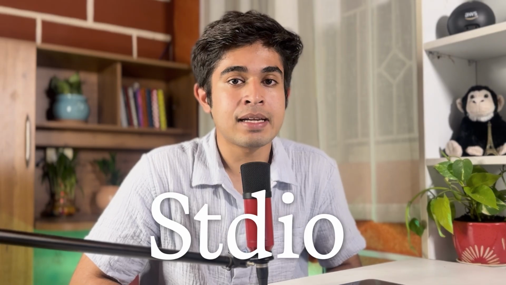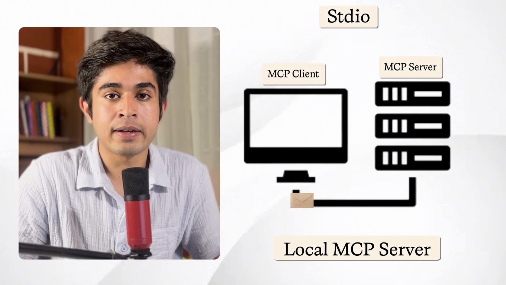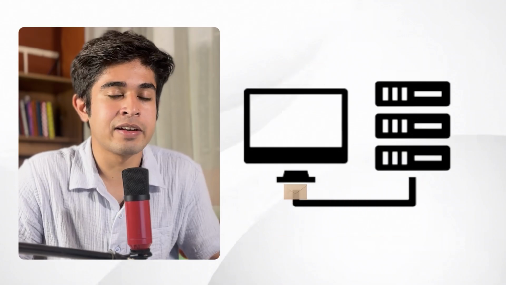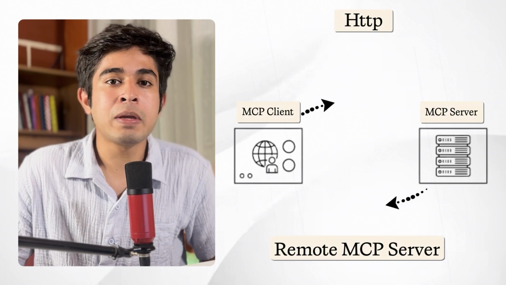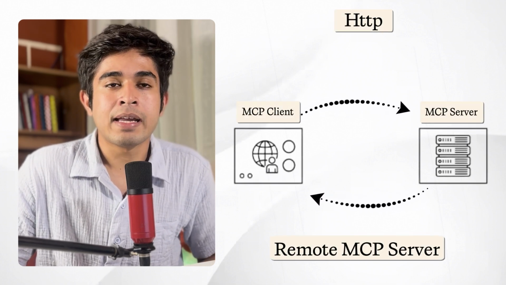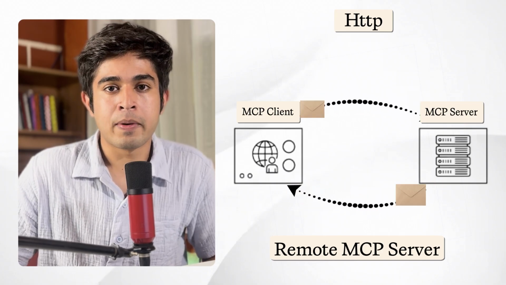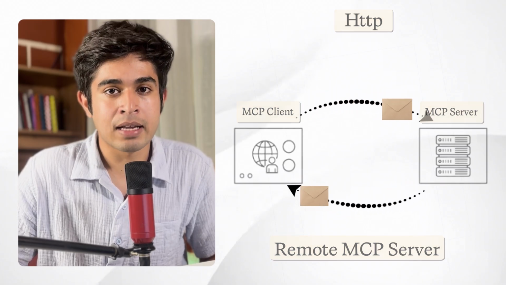For local MCP servers, the transport mechanism is STDIO. Two programs on the same computer talking to each other. No internet, no network. It's like handing a letter to a person that's sitting right in front of you. For remote MCP servers, there are two types of transport mechanisms. HTTP is a way in which applications speak to each other over the internet. It's like a regular postal system. You write your letter, put it in an envelope, and send it through official channels. And the system makes sure that it gets there reliably.